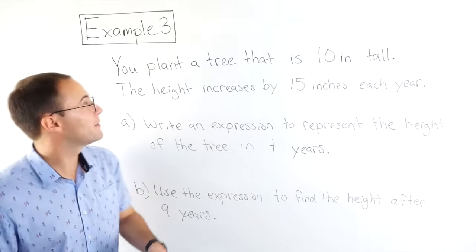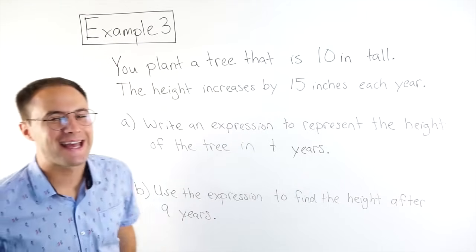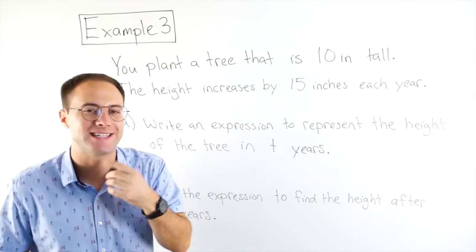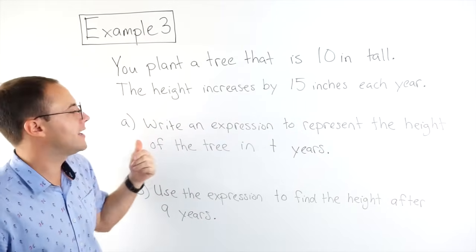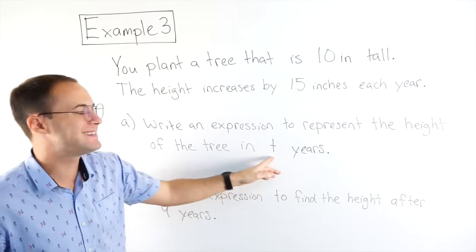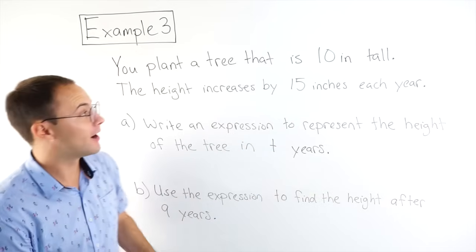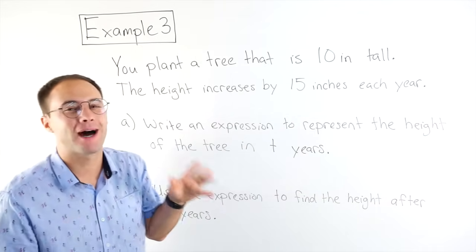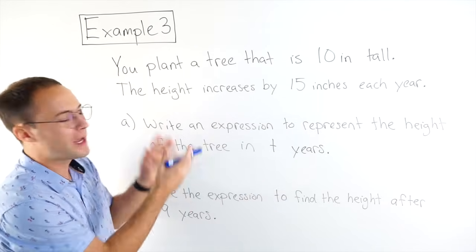All right, here's our last example. You plant a tree that is 10 inches tall. The height increases by 15 inches each year. So part A, write an expression to represent the height of the tree in T years. All right, so now this is where it really gets a little bit more complicated, but the process is the same. We have a word problem.